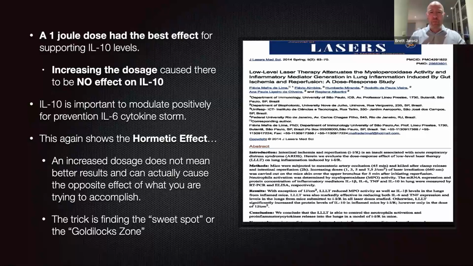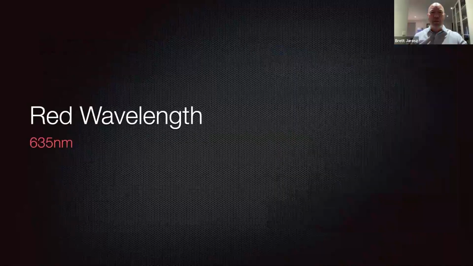This again shows that hormetic effect or the biphasic dose response or Arndt-Schultz law. An increased dosage does not mean better results and can actually cause the opposite effect of what you're trying to accomplish. And again, we're trying to find that sweet spot or Goldilocks zone. General rule is we don't go over 10 joules per centimeter squared. And in these particular cases, we've got specific research saying this is the dosage that's best for this. So that's what we obviously want to be following if we're trying to target this as a particular therapy.